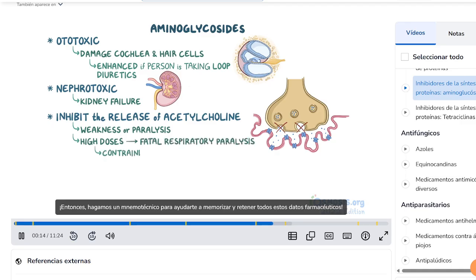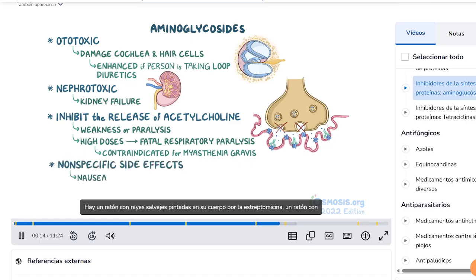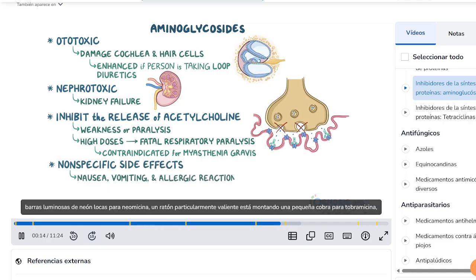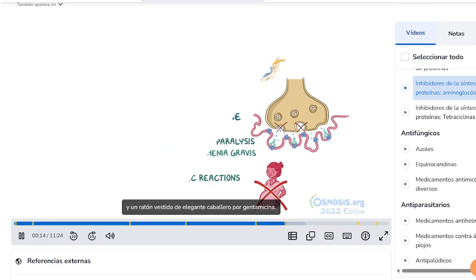This is why they're contraindicated in patients who suffer from myasthenia gravis, a neuromuscular disorder where antibodies bind to and inhibit the acetylcholine receptors on muscle cells. Other nonspecific side effects include nausea, vomiting, and allergic reactions. Aminoglycosides also have teratogenic effects, like deafness, and thus they're contraindicated in pregnancy.